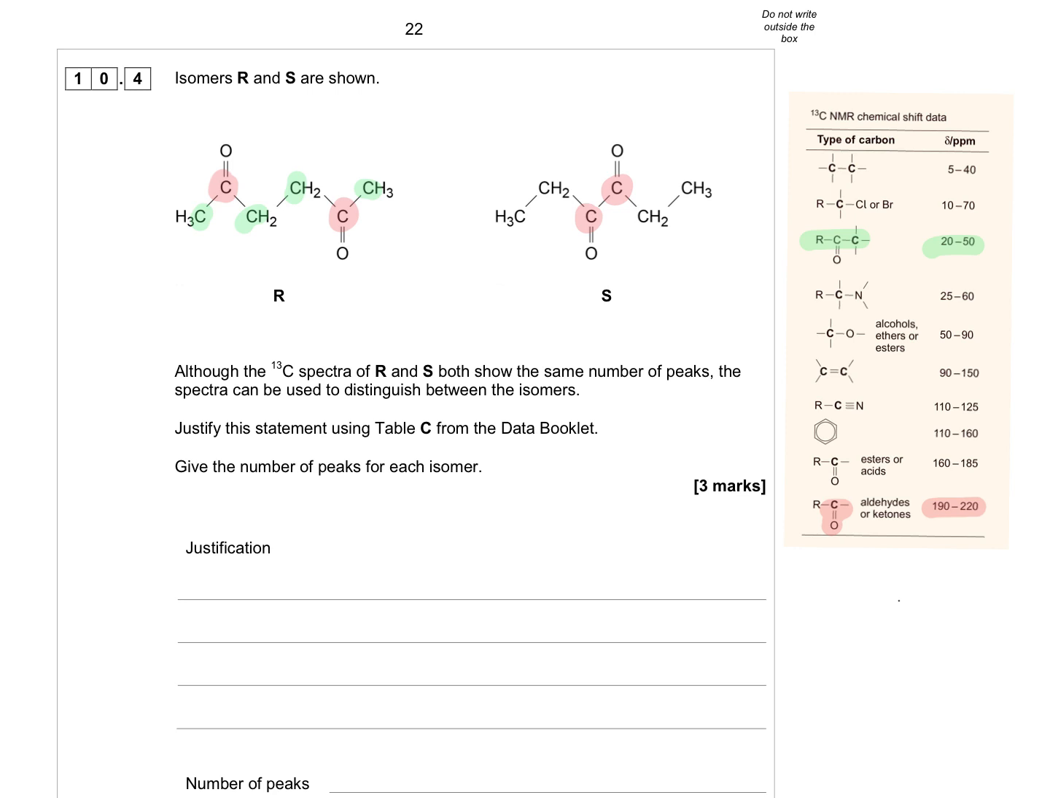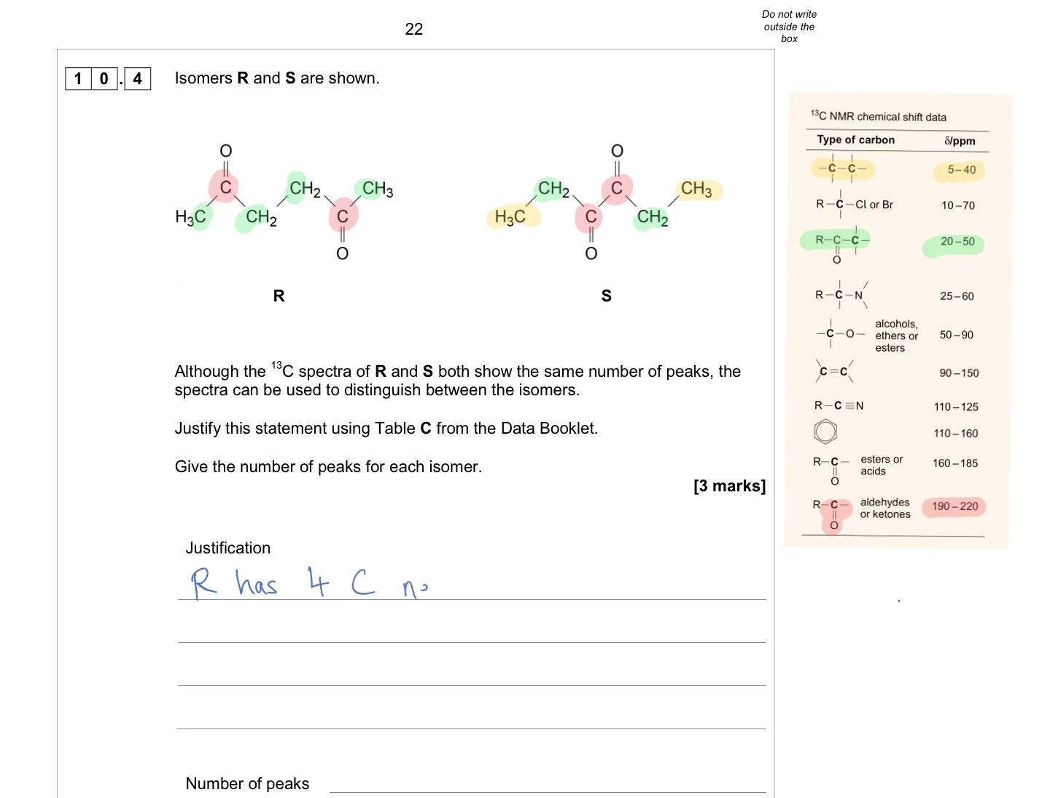So 4 of those carbons are next to a C=O. If you look at S, it's got 2 of those carbons that are next to a C=O that would be at 20 to 50. But the 2 CH3 groups are further away, they're next to a CH2, so they would have a peak at around 5 to 40. Okay, so they're just on the ethyl group. So use the data sheet and really go through and go, where would these be? So we can write out our justification for that.